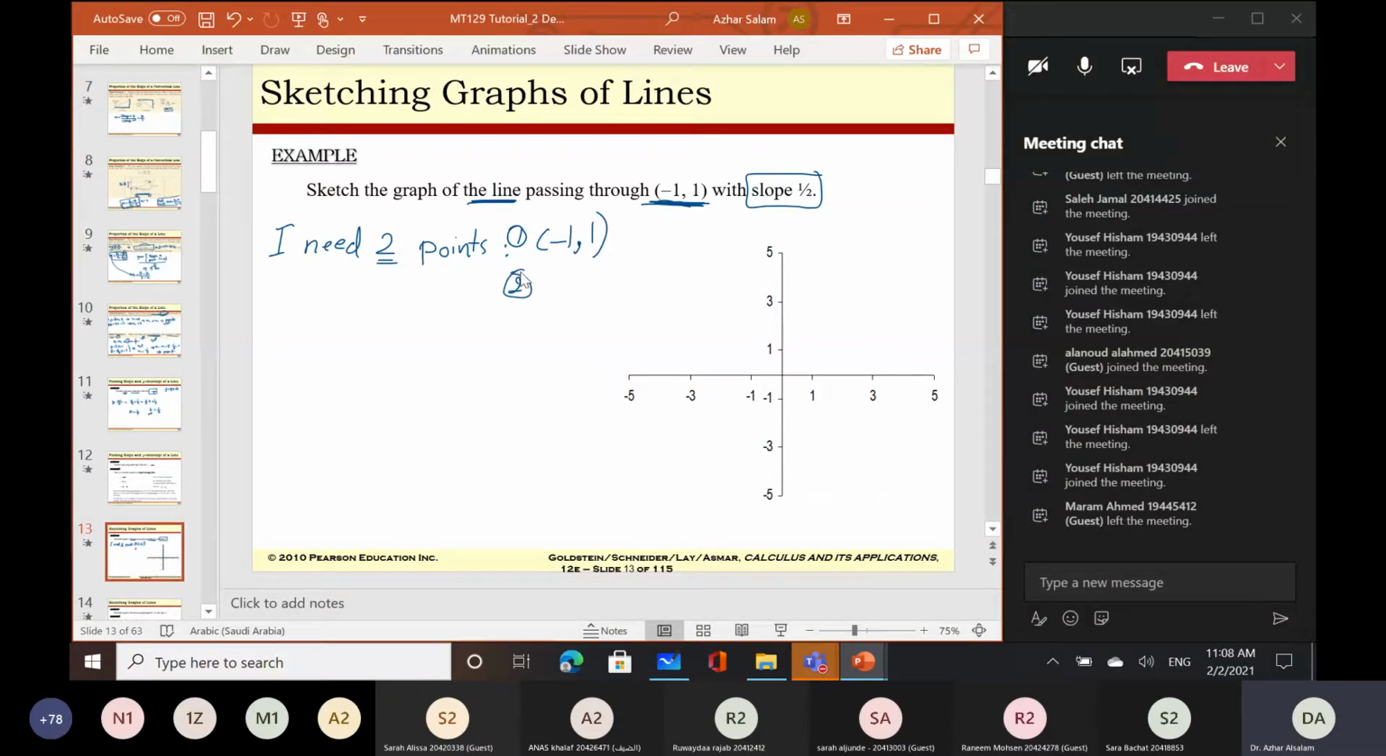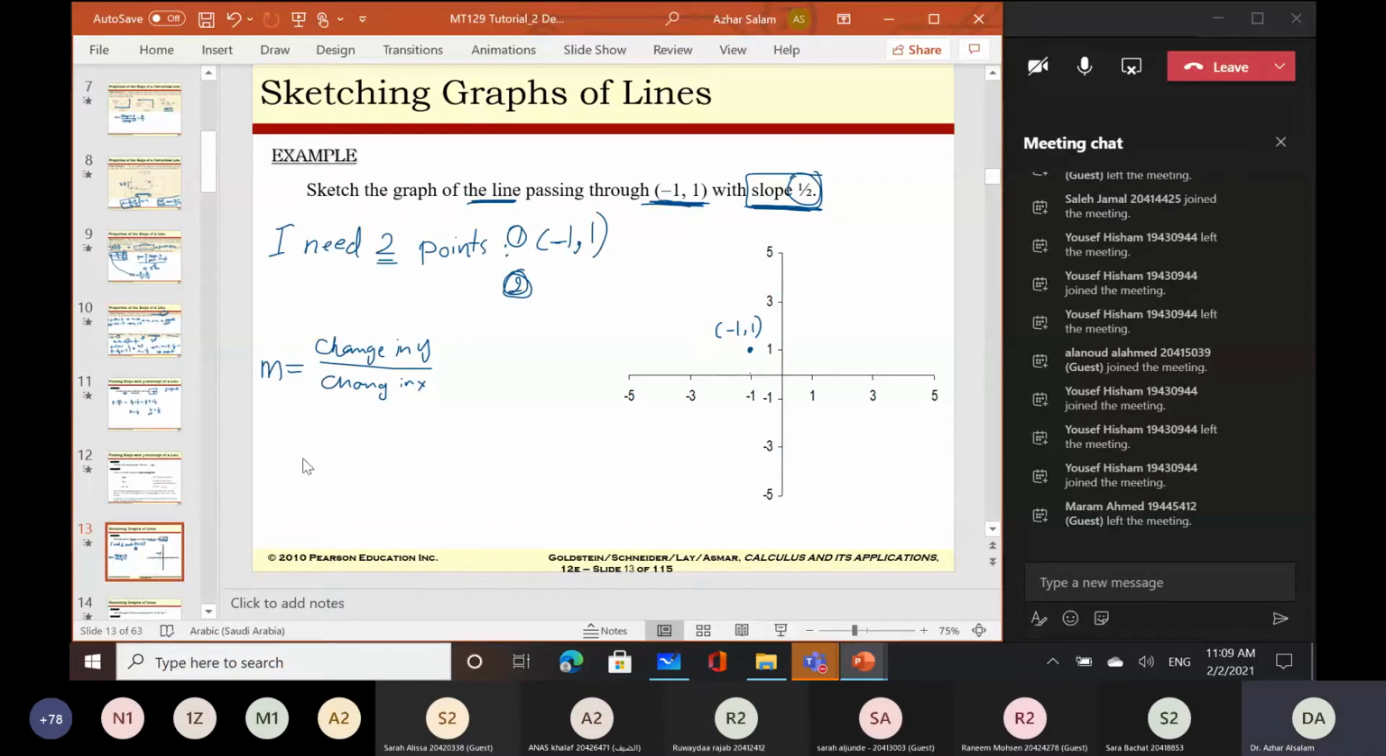The second one, I can actually have it from the slope. Okay. The slope here is a half. Okay. I said that the slope is the change in y divided by change in x. Okay. Before finding this, I will present this point in the graph. -1 in the x-axis is here, and 1 in the y-axis. So this is the point -1 and 1. Okay, this is the first one. -1 for the x and 1 for the y.